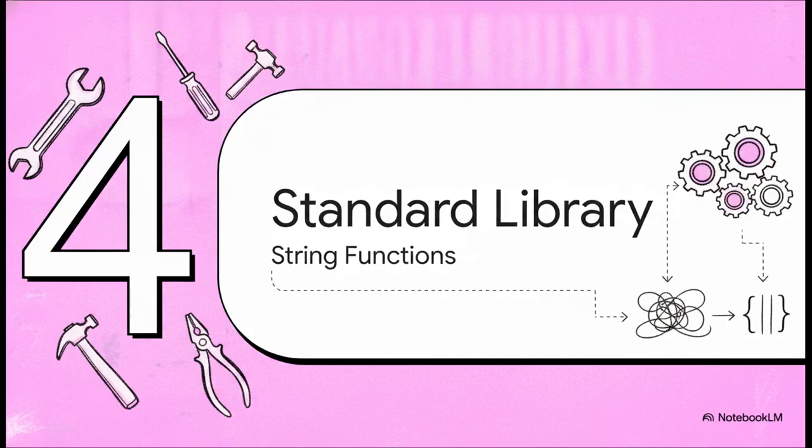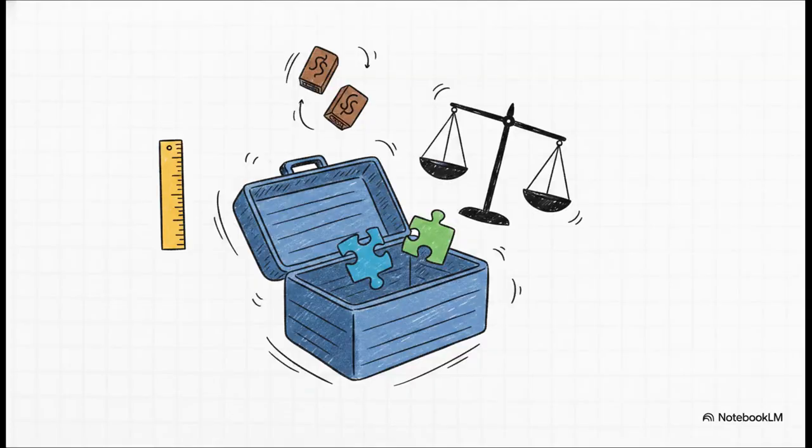Section 4, Standard Library String Functions. Welcome to the C Developer's Toolbox. By simply including the string.h header file at the top of your code, you instantly unlock dozens of powerful pre-written functions. We are going to focus on the 4 absolute core ones today: strlen for finding string length, strcpy for copying, strcat for concatenating or combining strings, and strcmp for comparing them. Let's break these down line by line.